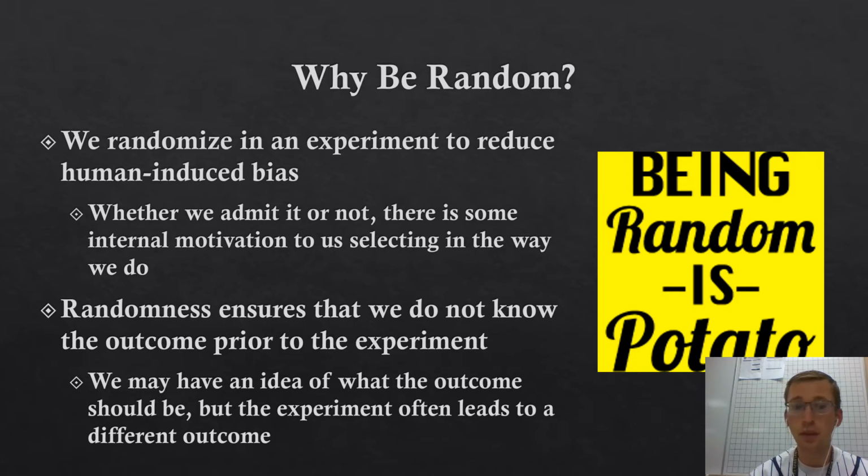Whether we admit it or not, there is some internal motivation to us selecting in the way that we do. Randomness ensures that we do not know the outcome prior to the experiment. We may have an idea of what the outcome should be, but the experiment often leads to a different outcome than what we anticipate. You have probably talked about hypotheses back in science courses, kind of that same idea. We go into an experiment kind of knowing what's going to happen, but then we do the experiment to see, is that right, is that incorrect? So randomness is really important. It takes away any human-induced bias that might otherwise occur.